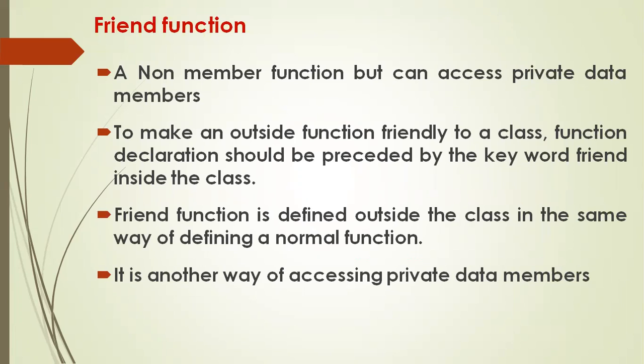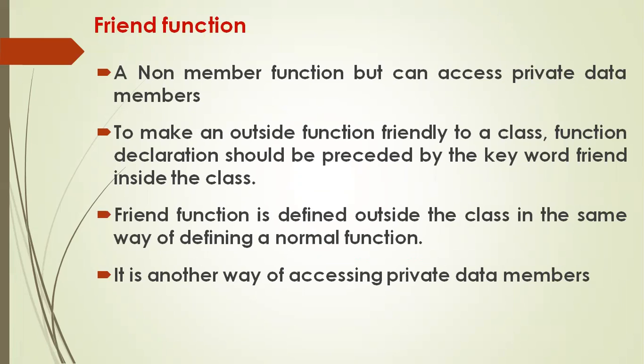In general, the definition of a friend function is this: a friend function is not a member function. It's a non-member function of a class, but still can access the private data of the class. Generally, if the member data is private, then other than the member functions, no other function can access it because it is private to that particular class. But in spite of that, a friend function, even though it's not a member function, can still access the private data of the class.